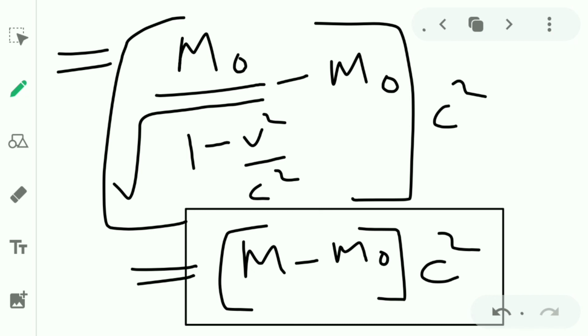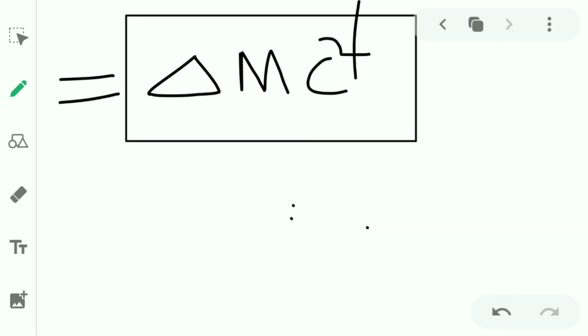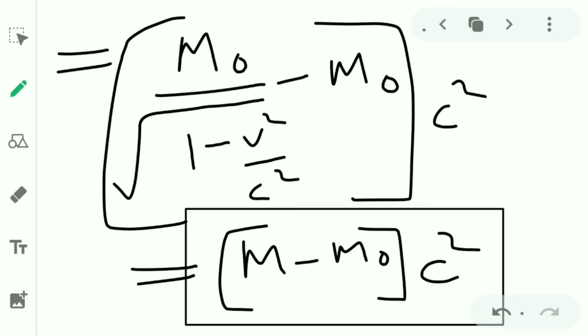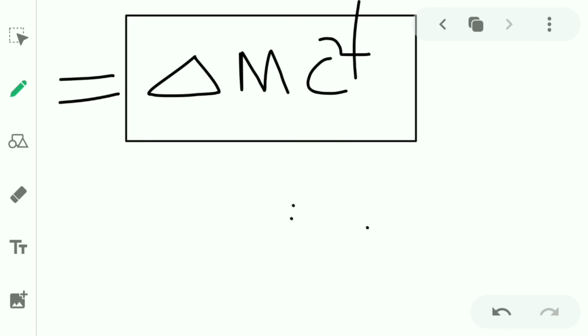So we will put (m minus m0) into c square. m minus m0 is the mass defect. So finally we will get the change in mass, delta m, times c square. Delta m came from m minus m0. This is the mass defect or change in mass, times c square. So this is Einstein's relativity equation, E equals mc square. Thank you.